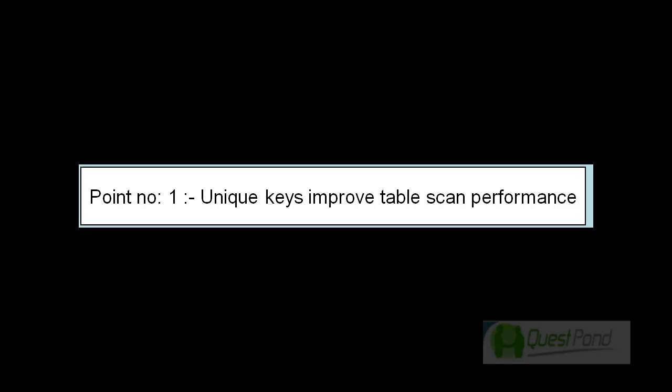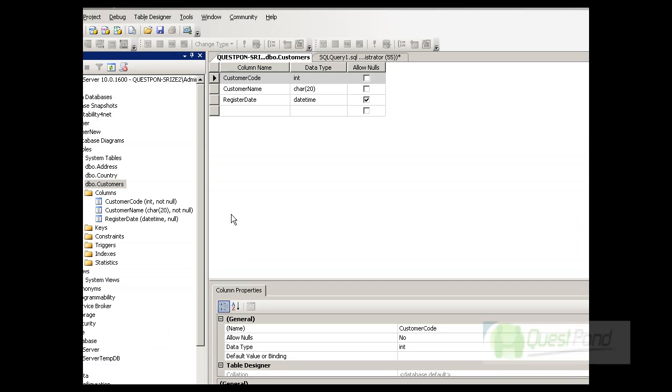So what we'll do is first try to understand what a table scan operator is, and then see how many logical reads the table scan does without unique keys, and how many logical reads it takes with unique keys. With that we can conclude how unique keys improve table scan performance. So first, let's understand what a table scan is.